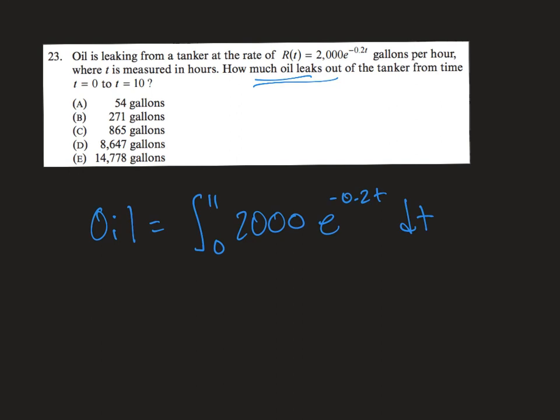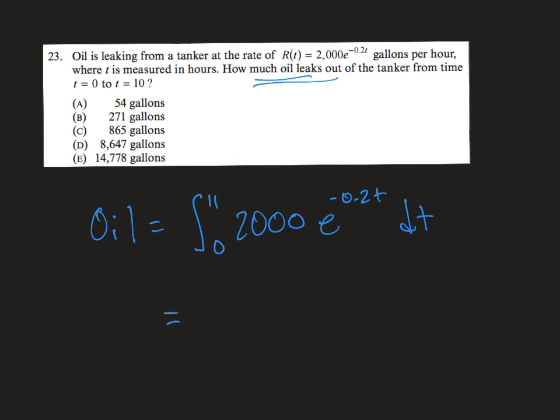So oil is leaking from a tanker at a rate of R of t equals 2,000 e to the negative 0.2 t gallons per hour. T is measured in hours. How much oil leaks out of the tanker from time t equals 0 to t equals 10? When we're measuring oil here, we're simply going to integrate the rate over the time period. So we're going to do the definite integral from 0 to 10 of 2,000 e to the negative 0.2 t dt. When you type it in, you'll use the letter x.